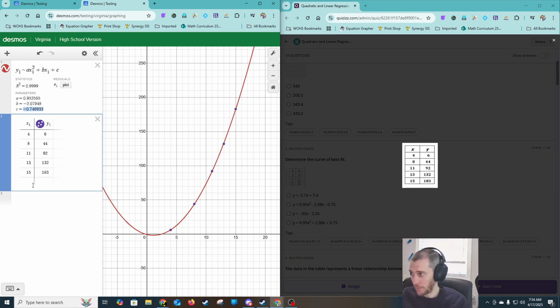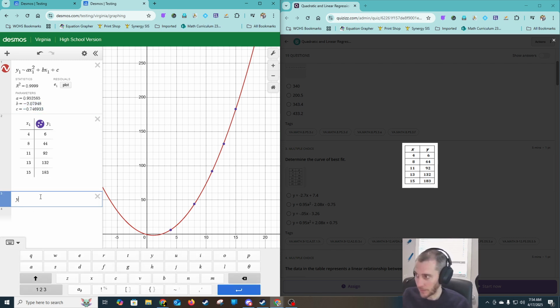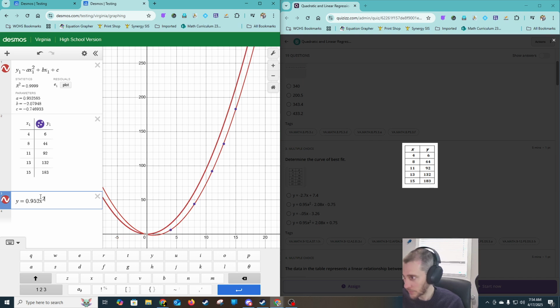So since this one's a bit messy, I don't really want to type y equals 0.952 x squared minus 2.079 x minus 0.747. This is a lot to type.